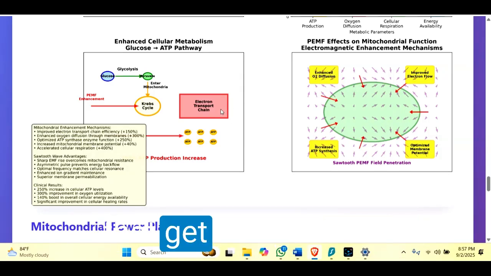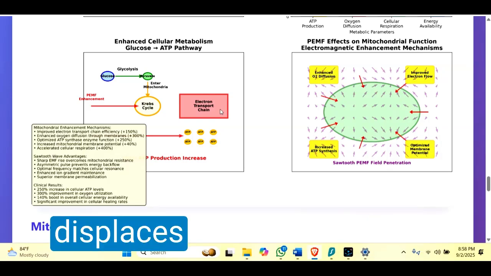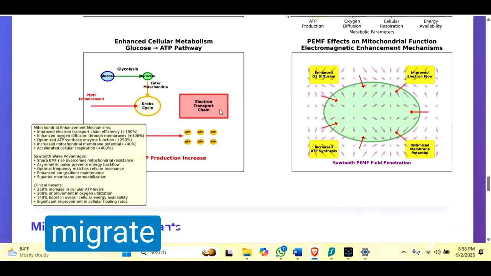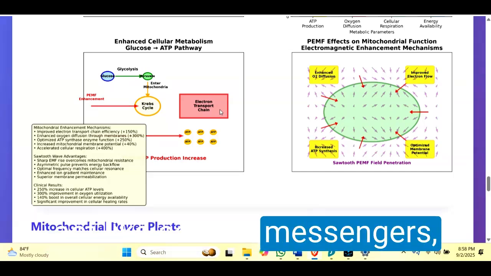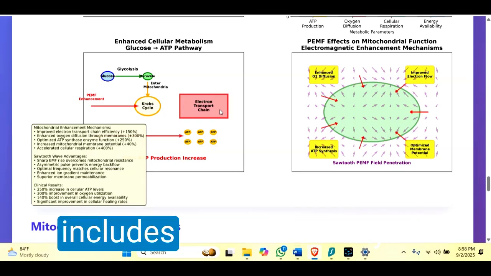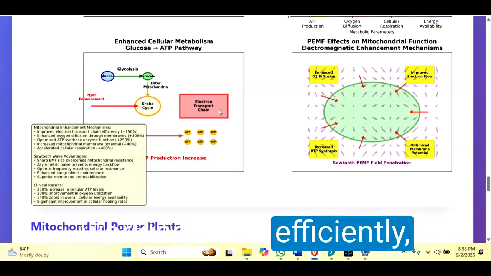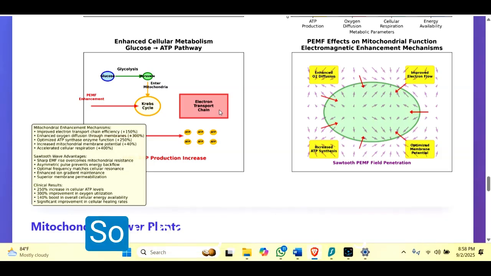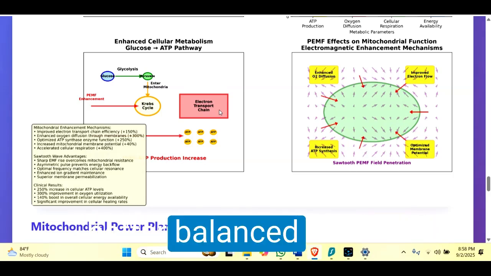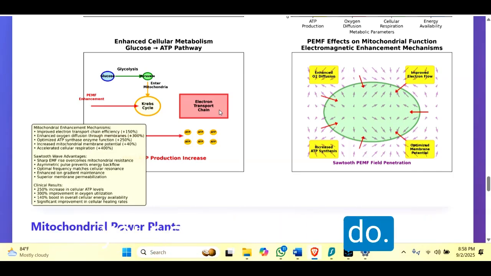Those hydrogen ions that get driven to cell membranes, they create an acidic environment that displaces calcium ions from membrane binding sites. These freed calcium ions then migrate into cells where they act like cellular messengers, activating key enzymes and metabolic pathways. This cascade effect includes enhanced enzyme activity, which is basically your cellular machinery working more efficiently, accelerates cellular repair, so what gets damaged gets fixed faster, optimized energy cycles, supply and demand becoming better balanced, overall improved ATP production, more energy for everything your cells need to do.